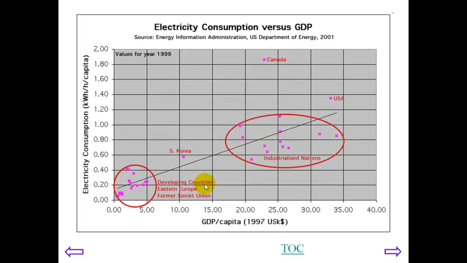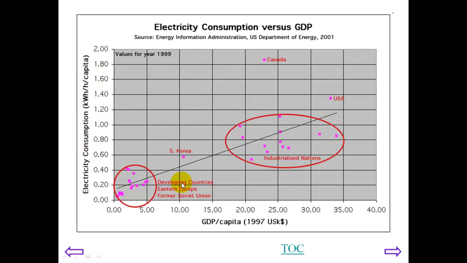Here it gives an example. This is the GDP, the gross domestic product, per person. This is from 15 years ago. You can see this is in thousands of US dollars per person in 1997. And this is the electricity consumption per person.